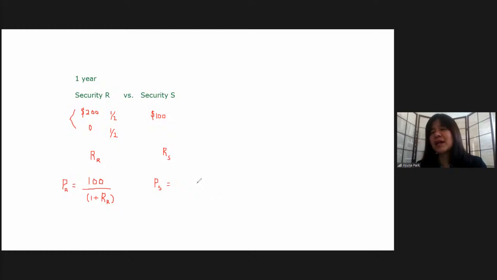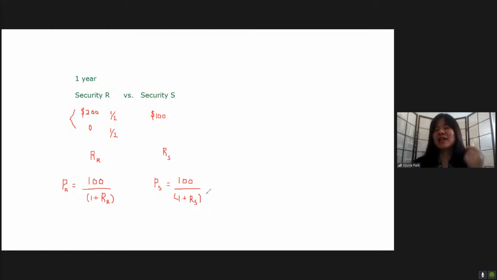And how about the price of security S? Same, the expected cash flow divided by 1 plus R, the discount rate for this safe security, to the power of 1. So that's the equation. So which security do you think should be more expensive? Which security should have a higher price?